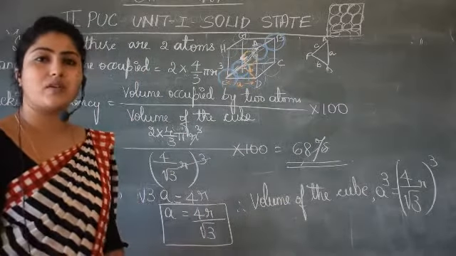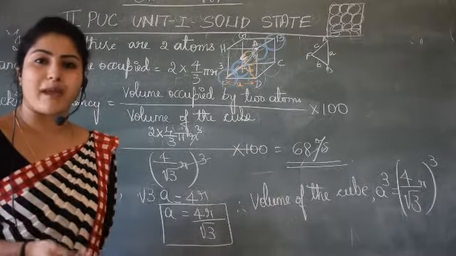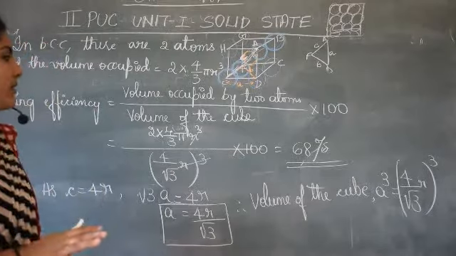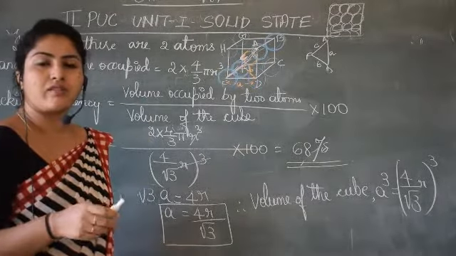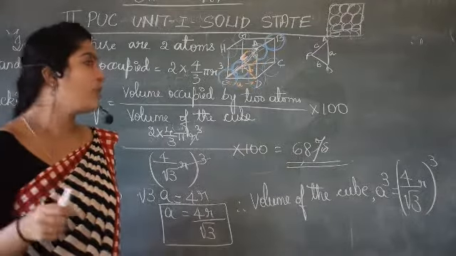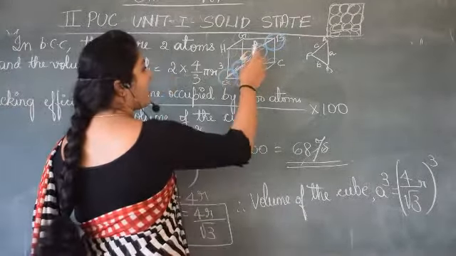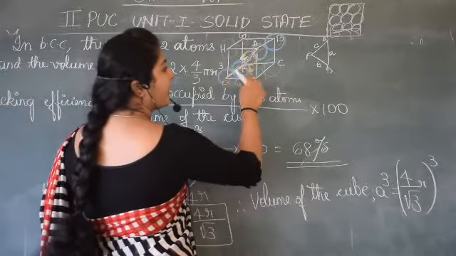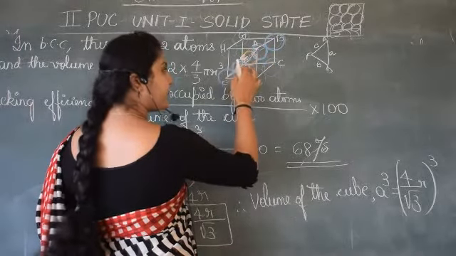What does that tell you? It is telling you that compared to simple cube, the efficiency of packing is more in body centered cube. So what did we do first? First, we drew the diagram for body centered cube. Show the central atom here, body centered atom. Body centered atom is touching the other 2 spheres here, isn't it? The sphere and the sphere here.